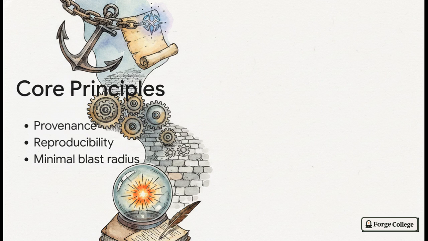First, provenance, linking your locally compiled bytecode directly to live on-chain addresses. Second, reproducibility, ensuring that anyone, and I mean anyone, can follow your runbook and reach the exact same final state. And third, minimal blast radius, keeping all your live verifications strictly low risk. The golden rule here is that every single action you take must leave an auditable, repeatable trace.